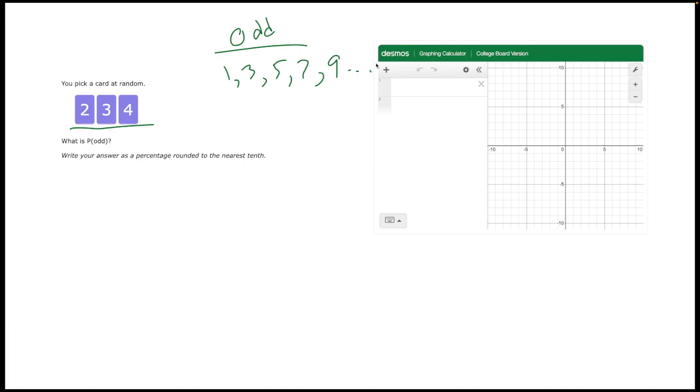So now that we have our odd numbers here on this list, how many are odd? Well, 1 of them, right? So it's 1 out of the 3 cards that are odd. But what we need to really pay attention to is here, it says write your answer as a percentage rounded to the nearest tenth. So first things first, let's talk about percentage.